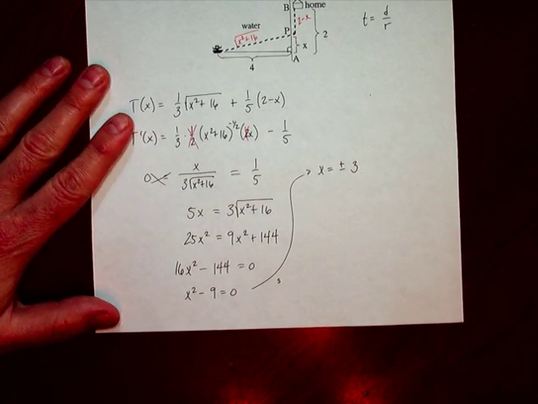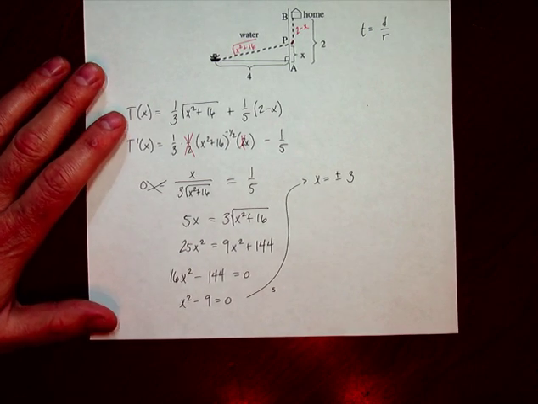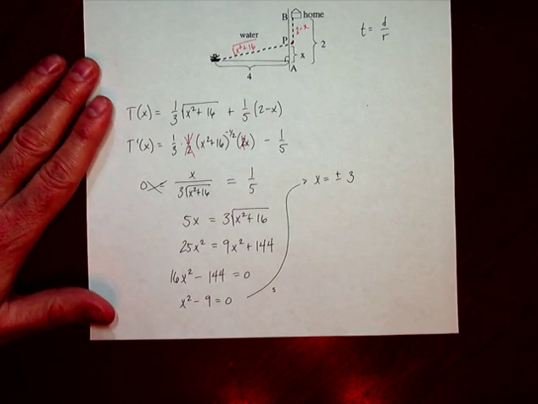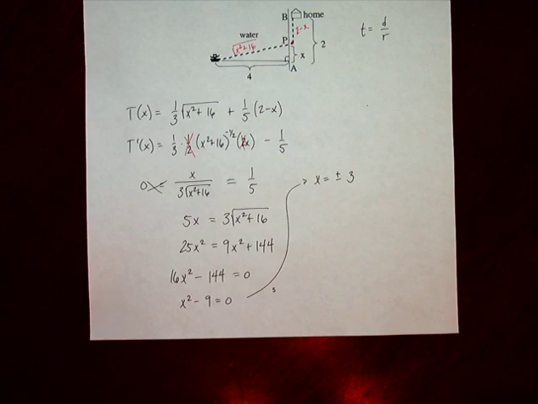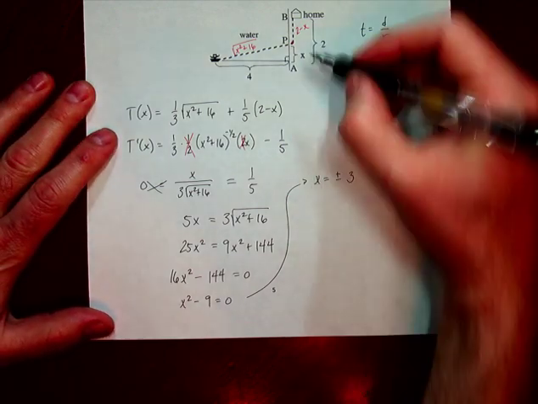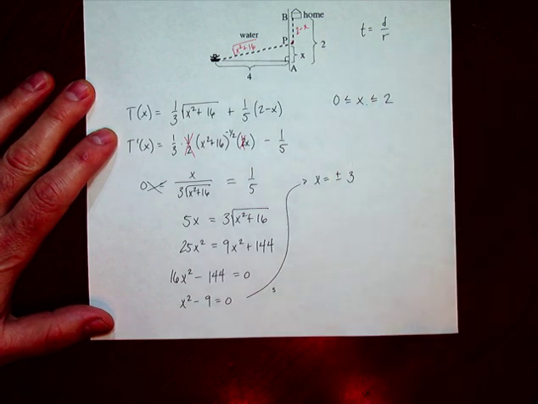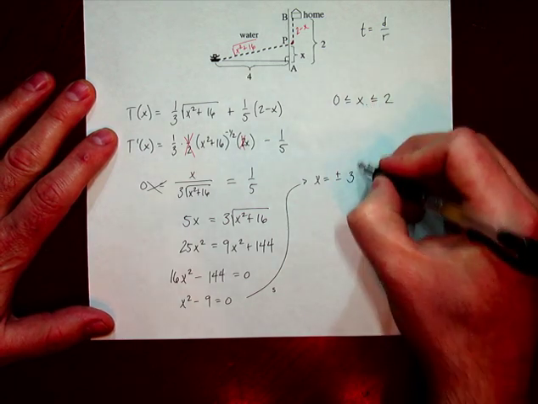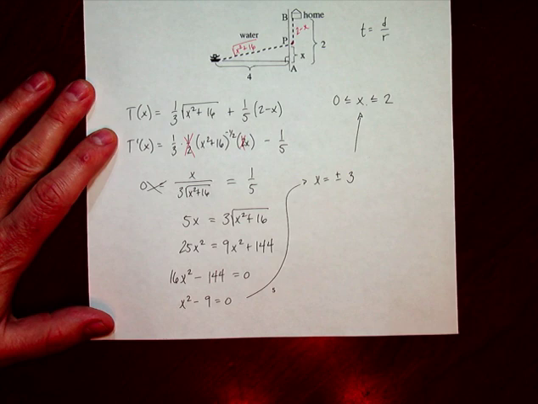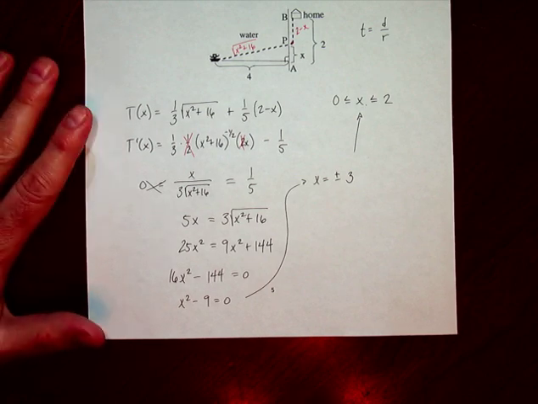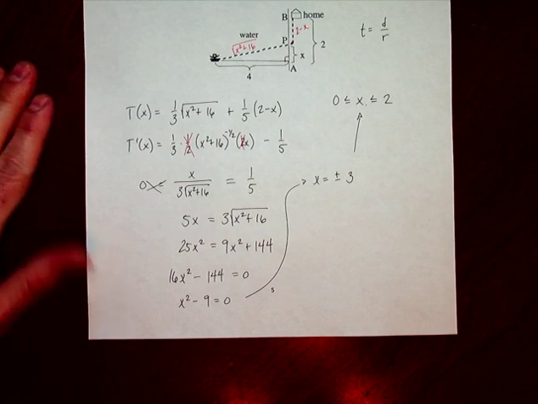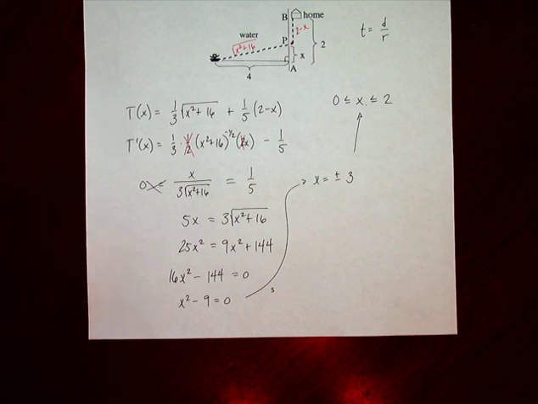Now I'm used to throwing out the negative x value, but in this one you need to throw out the positive x value too, because x has an interval between 0 and 2. The positive one is not on my interval either. So the minimum time is basically going to be one of the endpoints.